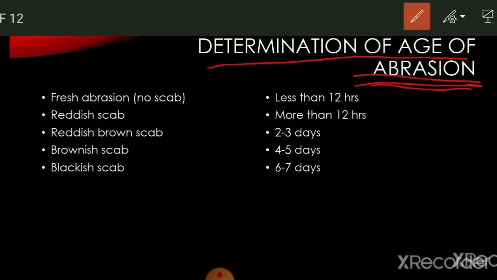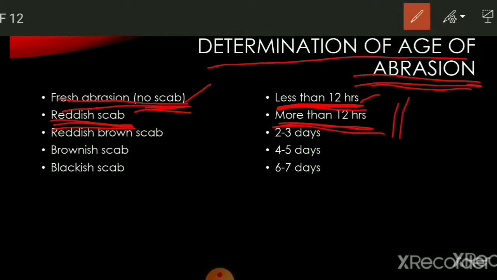When there is a fresh abrasion, there will be no scab formation. Then the abrasion is less than 12 hours old. So if there is a fresh abrasion with no scab formation, then it is probably less than 12 hours. Next, if there is a reddish color of the scab, then the age of abrasion will be more than 12 hours.